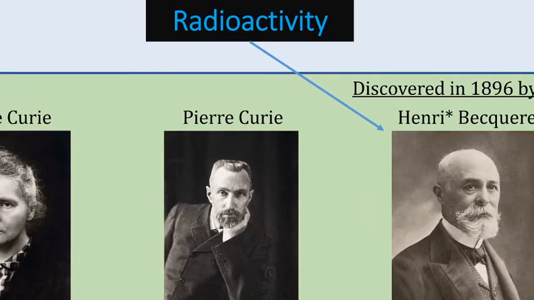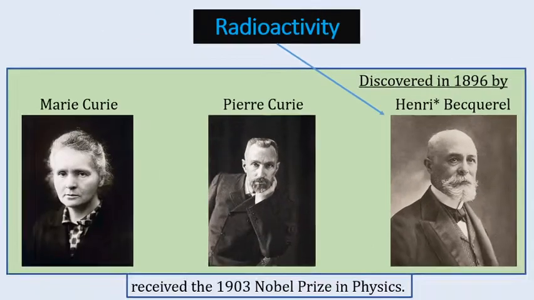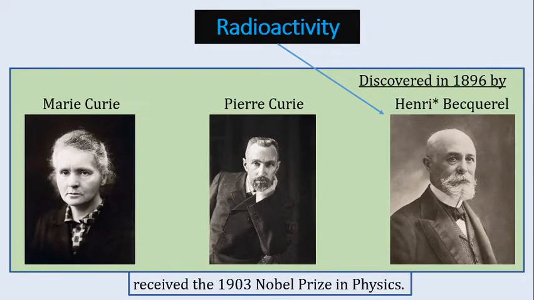So the phenomenon was discovered by Henri Becquerel, and after that, Marie Curie and Pierre Curie, husband and wife, joined Henri Becquerel in his research, and they contributed to the research on radioactivity, and as a recognition, all three of them were awarded the Nobel Prize in 1903 in physics.